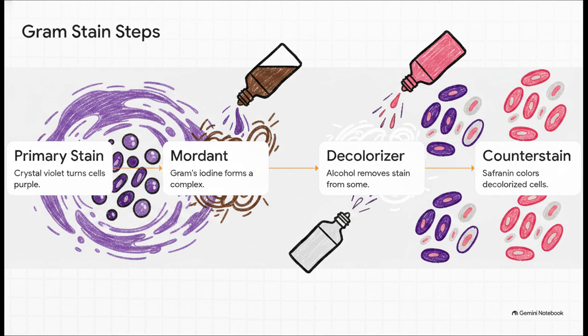Step 1, we completely flood the specimen with crystal violet, our primary stain, which turns all the bacterial cells a deep purple. Step 2, we add Gram's iodine. This acts as a mordant, forming a tight chemical complex with the crystal violet deep inside the cell. Step 3 is the decolorizer, usually an alcohol or acetone mix. And finally, Step 4 is the safranin counterstain.